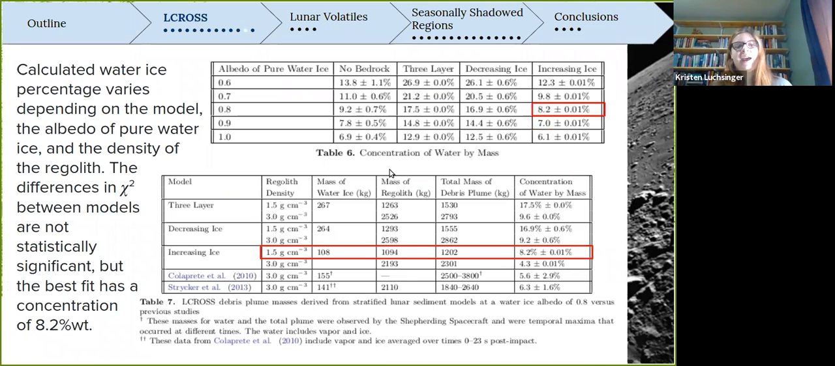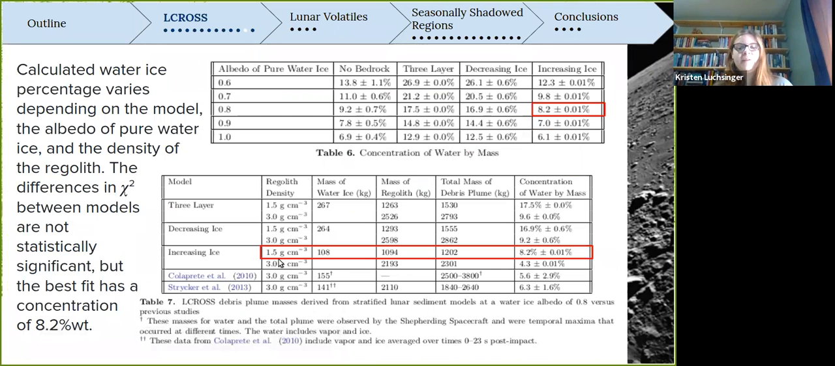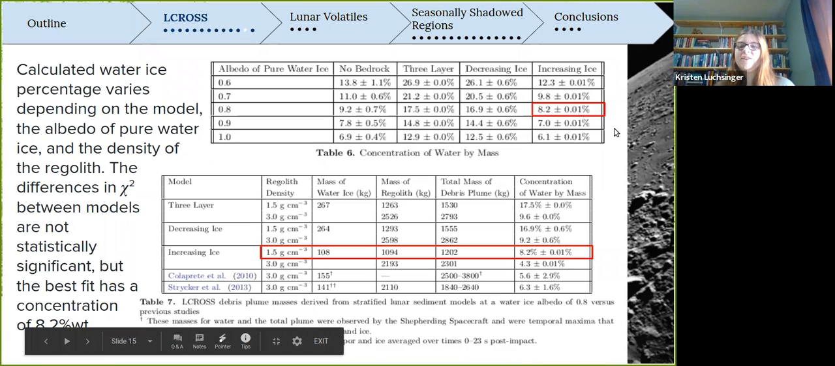Here I also present the calculated water ice percentages based on the model, and our best fit, selecting a regolith density, selecting an albedo of water ice, is about 8.2%. And that doesn't disagree with previous works. I selected a different regolith density than previous works had used, but for the most part, it's all in the same ballpark. However, the statistical significance of the different water ice behavior models isn't super strong. So it's not a great choice to select just one.